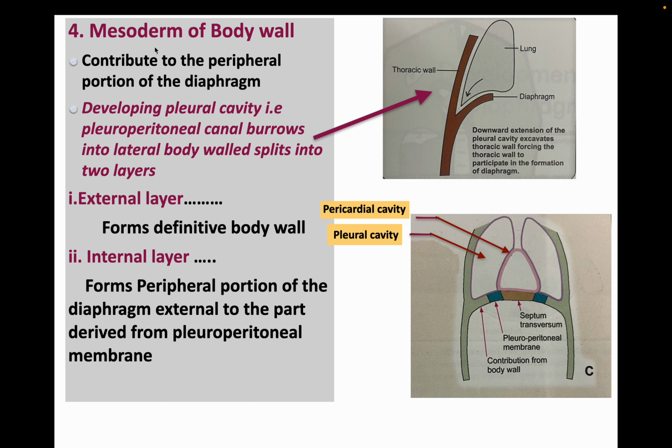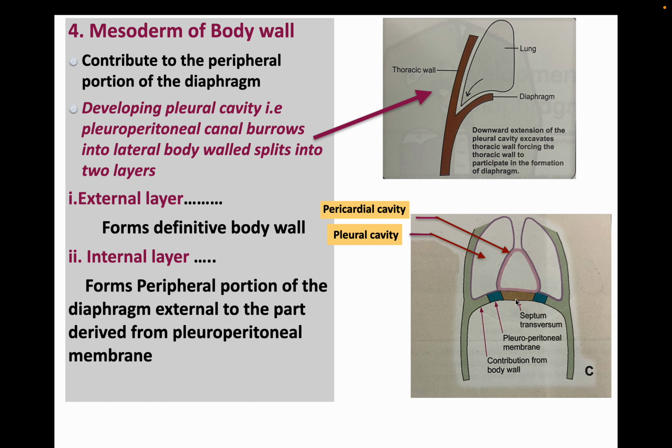Now the fourth component is the mesoderm of the body wall, which contributes to the development of the diaphragm. That is, it contributes to the peripheral portion of it. The developing pleural cavity, that is pleuroperitoneal cavity, you can see it burrows into the lateral body wall and splits the wall into two portions. One portion is known as the external layer and another one is the internal layer. The external layer forms the definitive body wall. So this is the definitive body wall, and internal layer forms a peripheral portion of the diaphragm external to the part which is derived from the pleuroperitoneal membrane.